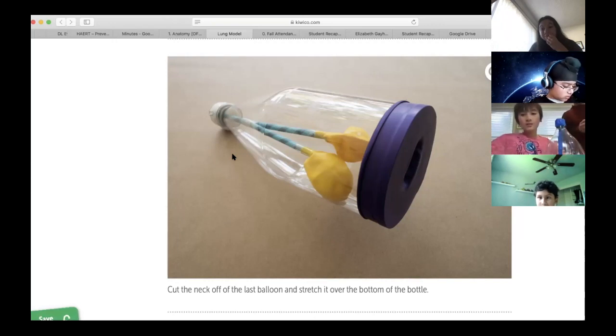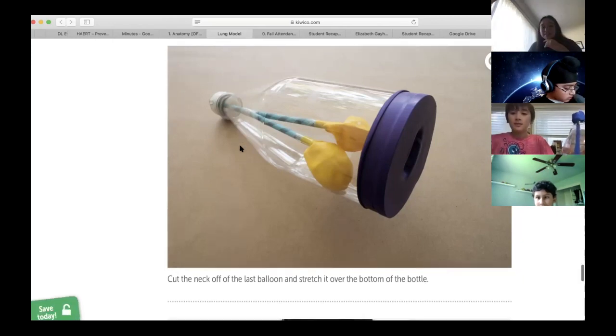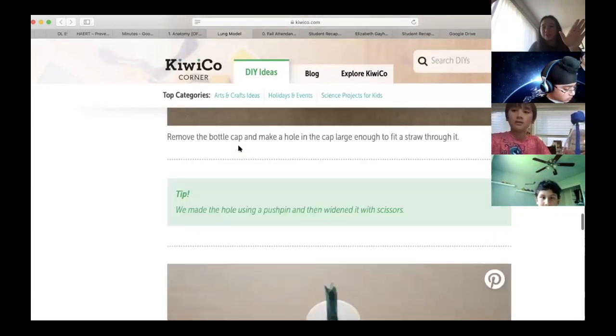I don't have a balloon big enough to fit on the bottom of my bottle. That's perfectly fine. So now we can just watch the video. I think we did most of the process.